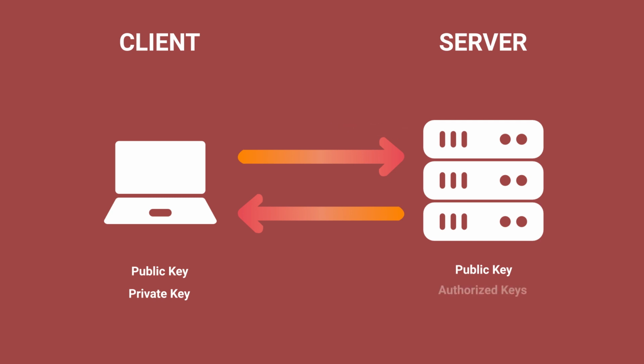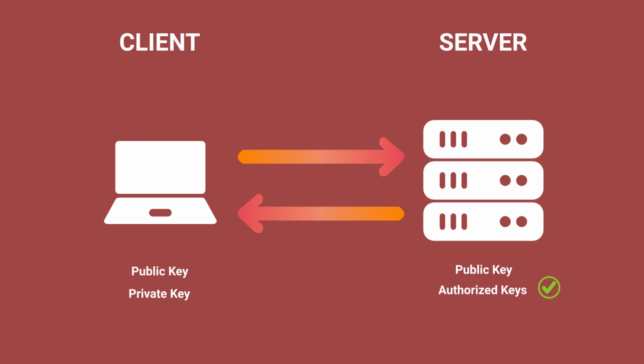The server holds a list called authorized keys, and after receiving the public key the client just sent, it will verify if it is inside this list. If the public key does exist in authorized keys, the server will generate a random string and encrypt it with this public key. We call this string the challenge. The server will send the encrypted challenge to the client.